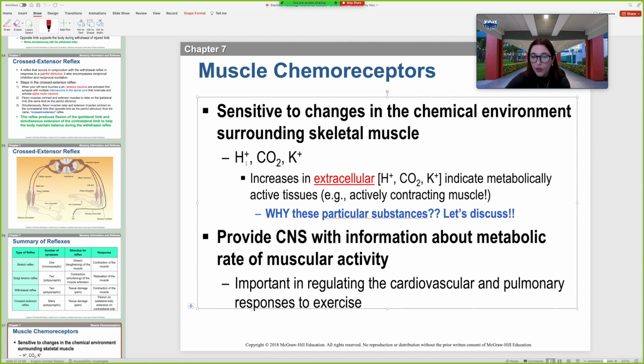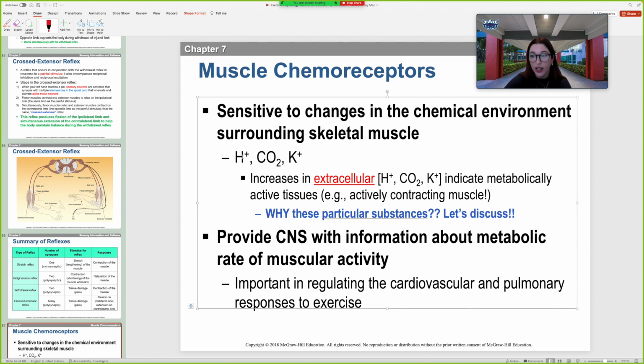Now, why are these particular substances important? Why are they sensing these substances? Well, for one, when we are undergoing exercise, for example, or when we're very metabolically active, we're going to be producing CO2, right? When we're aerobically producing ATP, we're using oxygen and we're producing CO2. Or if we're doing very high intensity exercise and we're generating lactic acid and our bicarbonate buffer system kicks in, we're generating CO2.